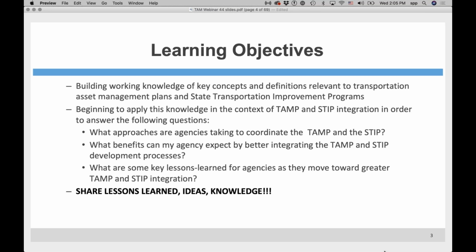How do we leverage the STIP to be able to deliver the performance projections in the TAMP? What are some of the key lessons learned for agencies as they move toward greater TAMP and STIP integration? And of course, again, share lessons learned, ideas, and knowledge.